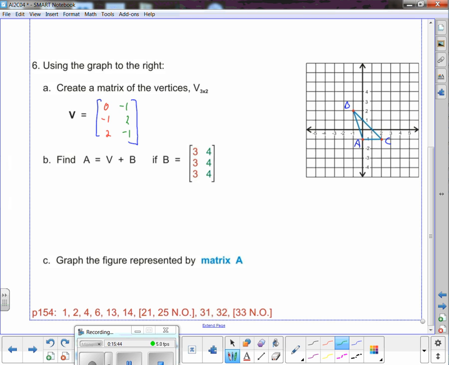Okay, so you got the first row would be 0, -1, the second, -1, 2, and the third, 2, -1. Is that okay with everybody? Starting at point A and working your way around. So in this scenario, would you agree that the first column are the x coordinates and the second column is the y coordinates? And the first row is point A and the second row is point B and the third row is point C?